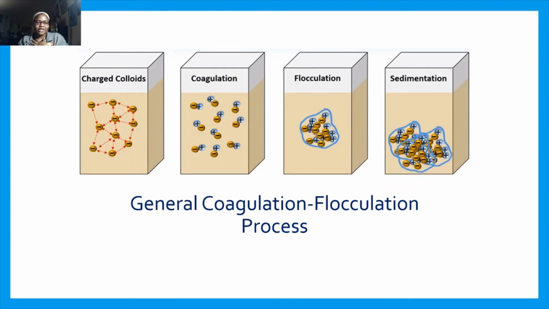So this is the general coagulation and flocculation process. You have negatively charged particles in a solution. You'd add a positively charged chemical to it, which would neutralize these particles. Flocculation happens when these particles actually stick together. Sedimentation is what we're looking for, which is the aggregation of the particles at the bottom of the jar.